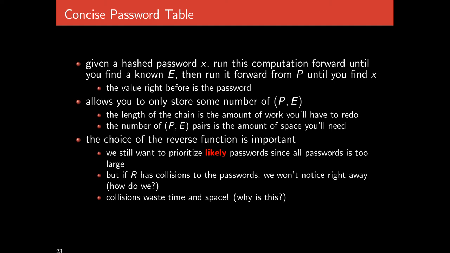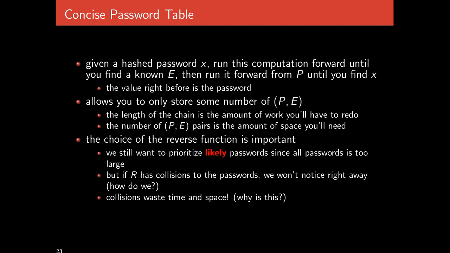But now 3 terabytes might not be that much, and we can apply the same technique to store trillions or quadrillions or however many of these passwords that we want. The choice of the reverse function, this R that maps hashes back to password space, is important because we want to prioritize likely passwords, ideally, although we also want to cover all possible passwords. And as well, if it has collisions, if it is a function that is rich with collisions, we won't notice right away.